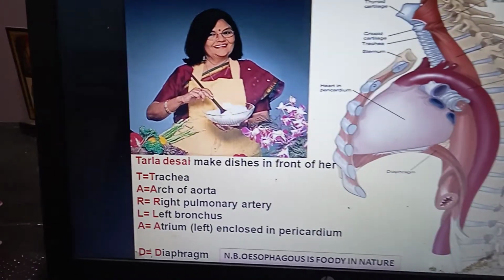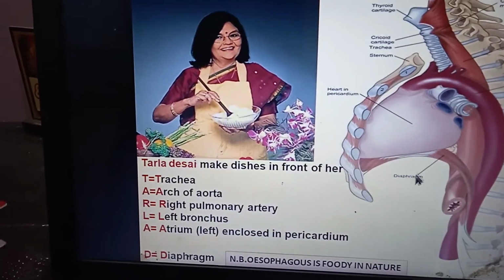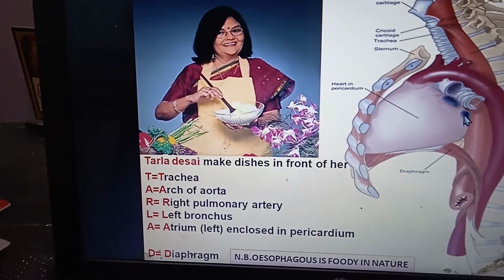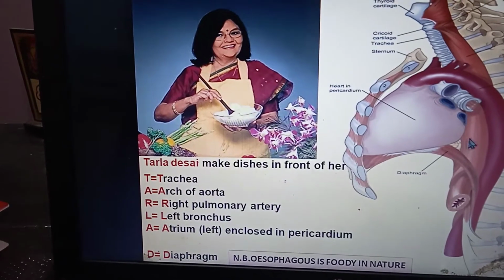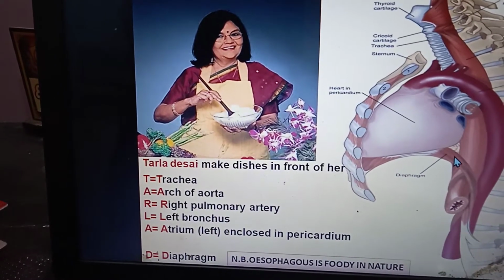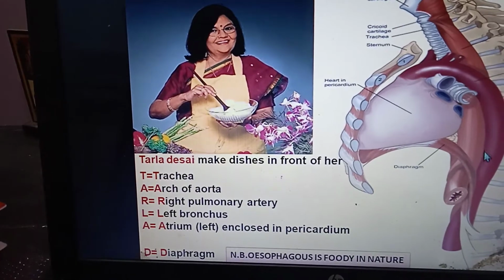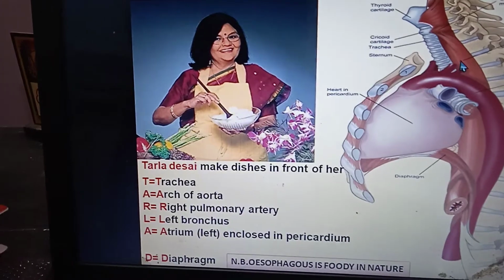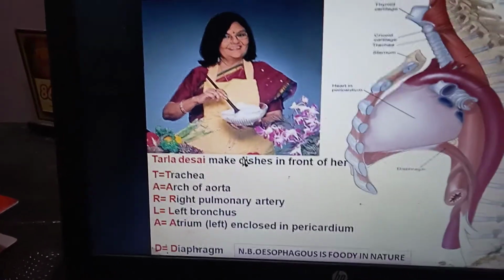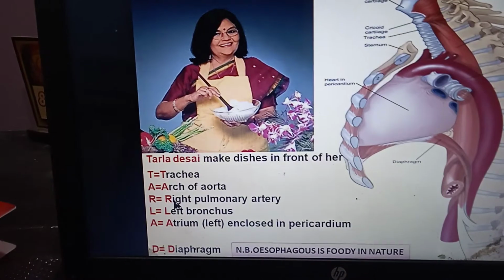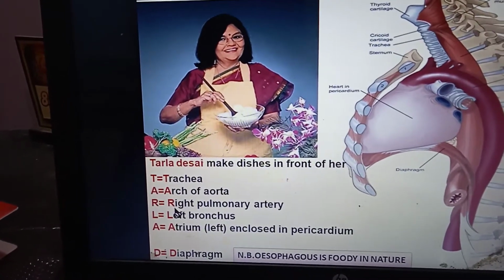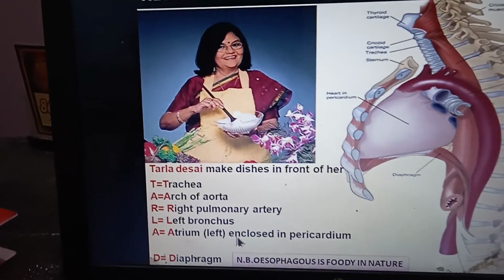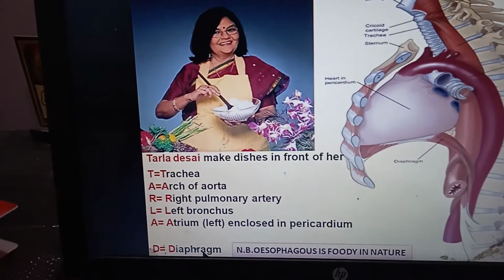Then comes atrium. This is the left atrium enclosed within the pericardium. And then comes diaphragm, which comes in anterior relation because the diaphragm is parachute shaped. So it comes in anterior relation also. So Tarla Dalal: T for trachea, A for arch of aorta, R for right pulmonary artery, L for left bronchus, and A for atrium, that is left atrium enclosed within the pericardium, and D for diaphragm.